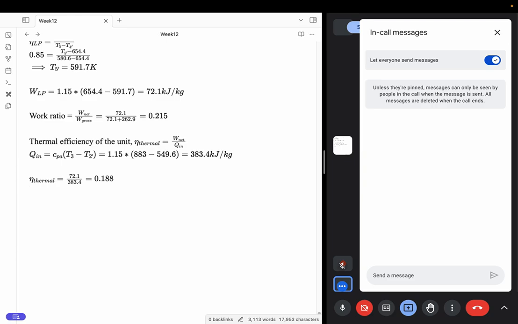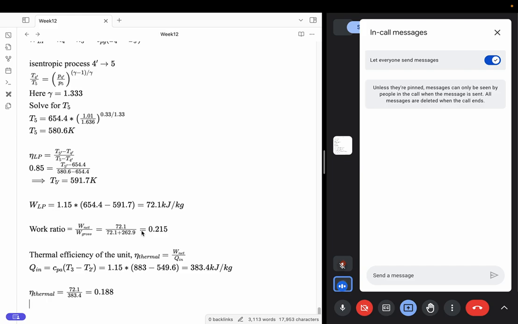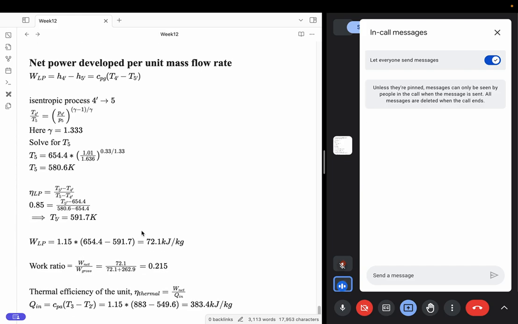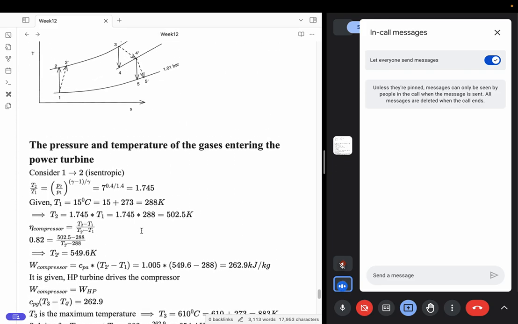Okay, that's it. So we have solved problems on the Rankine cycle. We also solved problems on the refrigeration cycle, and then we have solved one problem on the Brayton cycle.